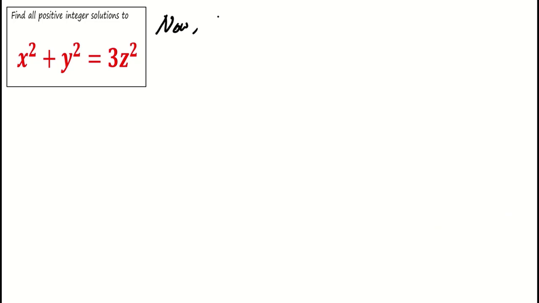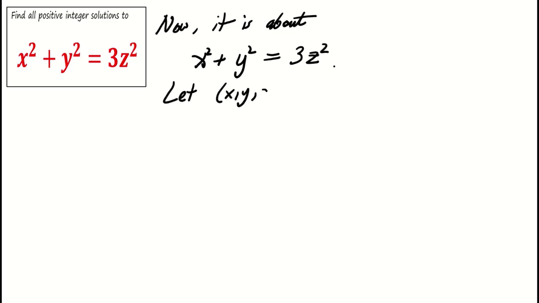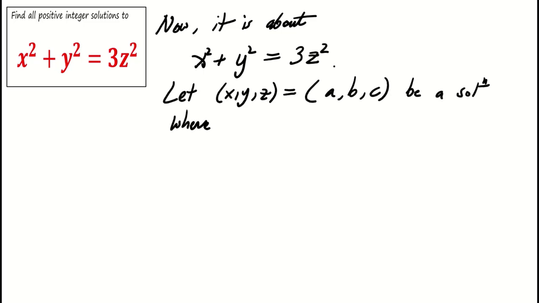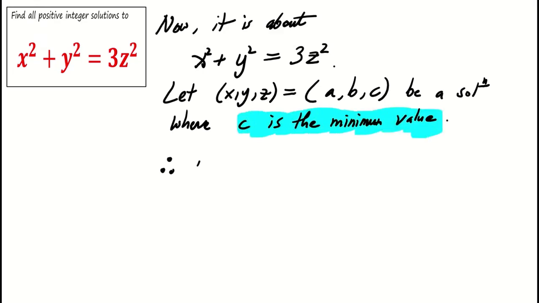Now, let's focus on our problem for today. x squared plus y squared equals 3z squared. Suppose a, b, c is a solution where c is the minimum value. Therefore, a squared plus b squared equals 3c squared.